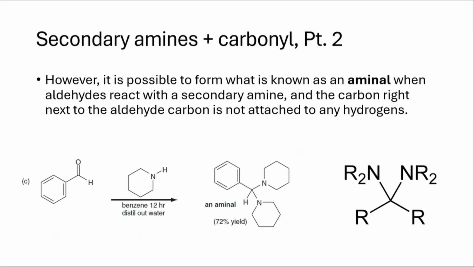Here's the second pathway with reacting secondary amines with the carbonyl group. If this is a special case, if you have an aldehyde, and the carbon right next to the aldehyde forms no C-H bonds, then this will form what's known as an aminal. So this is our second pathway as per this chapter with the reaction of secondary amine plus carbonyl.